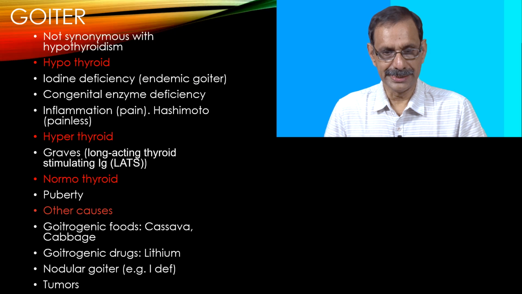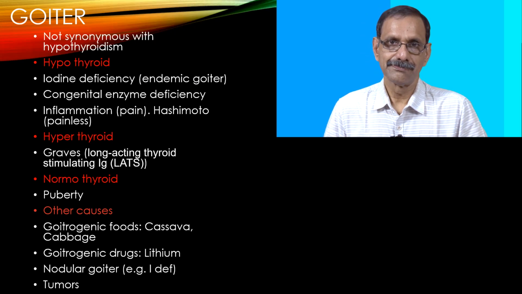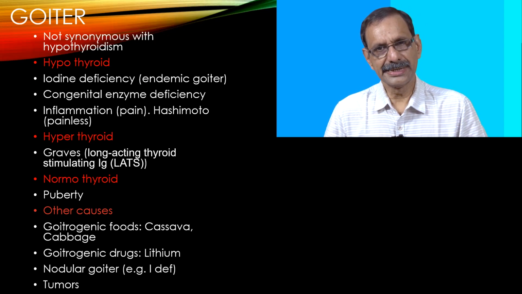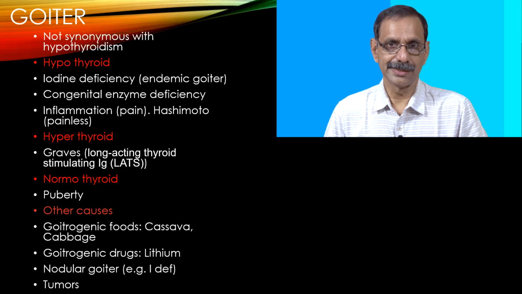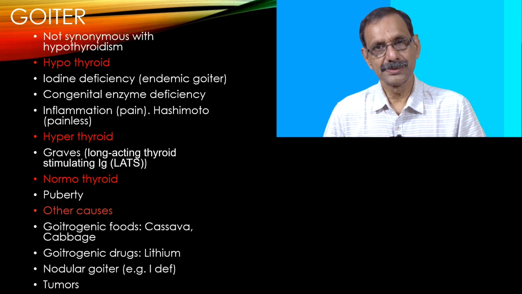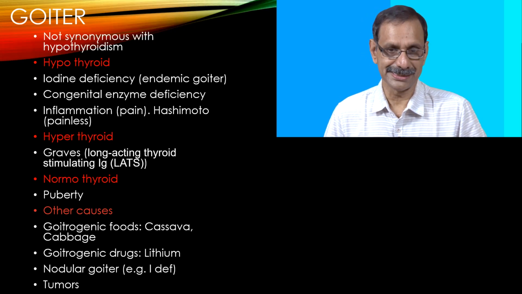So those are hypothyroidism and goiter together. Graves' disease is hyperthyroidism with goiter, where there is some immunoglobulin, thyroid stimulating immunoglobulin, that is continuously stimulating the thyroid gland, irrespective of whether TSH is there or not. And so the gland is forced to hypertrophy. So you have a goiter, you have hyperthyroidism.